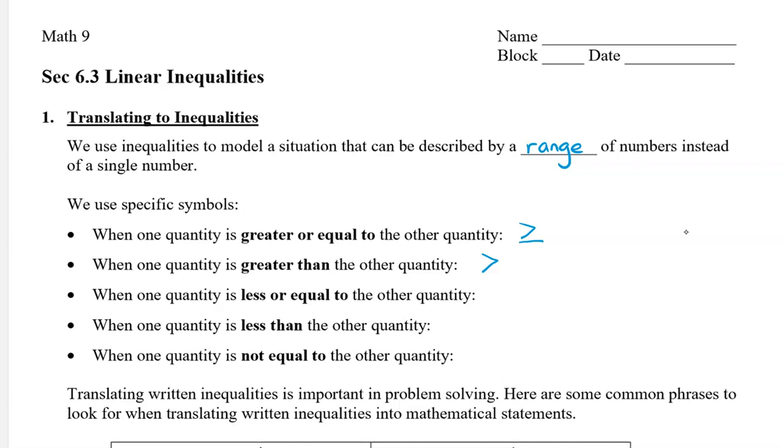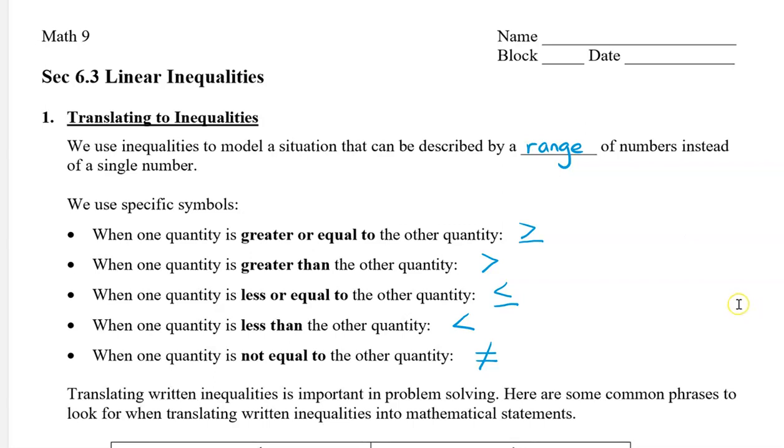When one quantity is less than or equal to the other quantity, we have a less than symbol with a line underneath to show that it's also equal to. And again, on this left side of the inequality symbol, notice that this side here is smaller, so it's less. When one quantity is less than the other quantity, we just show the less than symbol, but we don't write the equal to part. And finally, when one quantity is not equal to the other quantity, we write an equal sign and then put a slash through it to say that these two values are not equal.